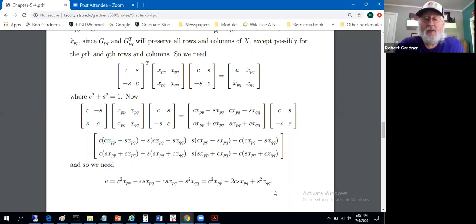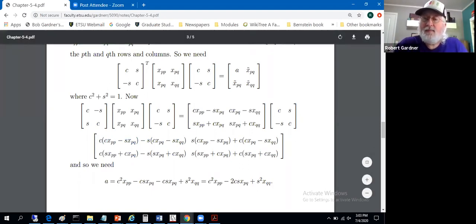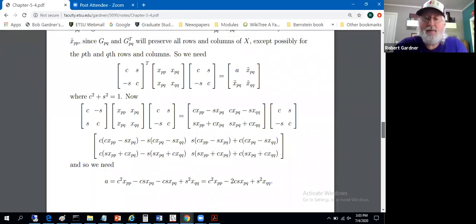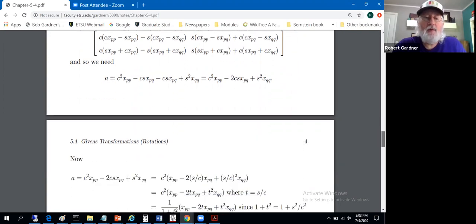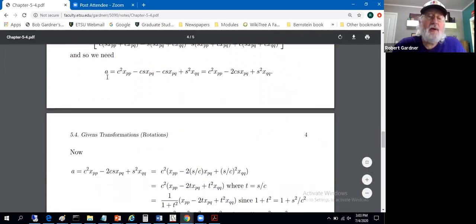So the plan is to find C and S in terms of A, X sub PP, X sub PQ, and X sub QQ. You're given a matrix, and then you want to find a matrix that does this type of transforming, which means you need to find C and S in terms of given information, the components of X and the value you want X sub PP mapped to, the A value. Okay, so copying that down, A equals this little expression here.